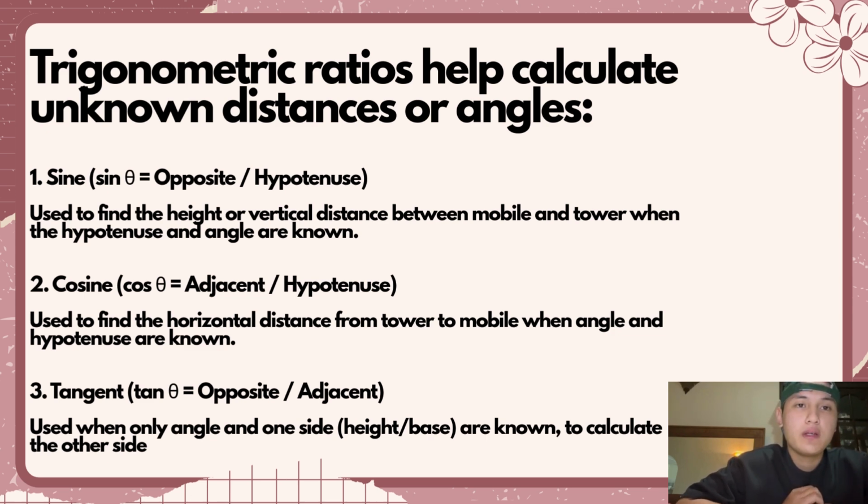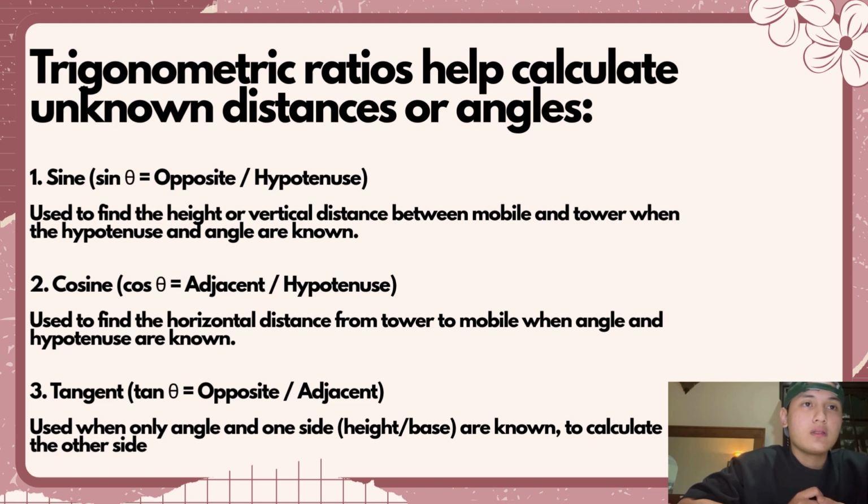Today I will be explaining how trigonometric ratios help calculate unknown distances or angles. We usually use three main ratios, which are sine, cosine, and tangent. Trigonometric ratios are very useful when we need to calculate unknown distances or angles. The first one is sine, and the formula is opposite over hypotenuse. We usually use sine to find the height or vertical distance when we know the hypotenuse and the angle.